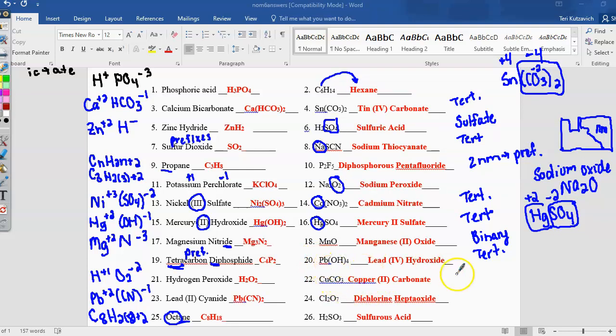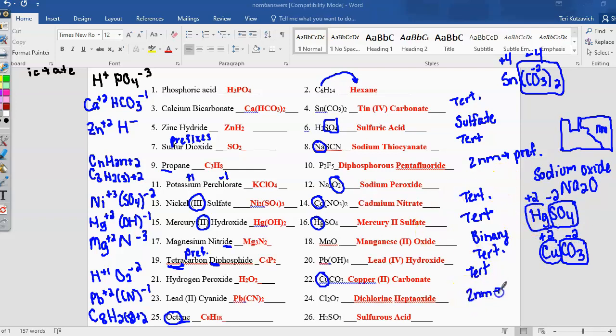Number 22, it's a tertiary. So you know you have copper, and everything that comes after copper has to be found on that polyatomic ion sheet. Copper needs a Roman numeral. So look at your carbonate, it's -2, so copper has to be +2. Copper, Roman numeral 2 carbonate.